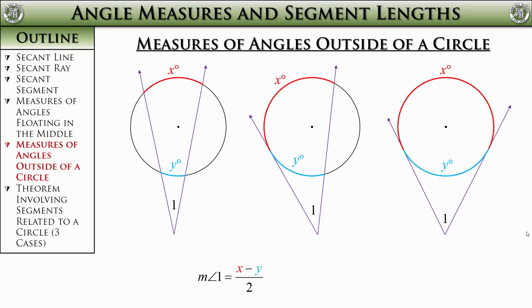I have had quite a few students prefer to think about it like this: the far arc minus the close arc divided by 2. If you like that better, then by all means remember it that way. The one thing to be careful of is, don't get it confused with the floating in the middle angle. That was 2 arcs added together and then divided by 2, but here you subtract them before dividing by 2. It is a very easy, and a very common, mistake that students make.